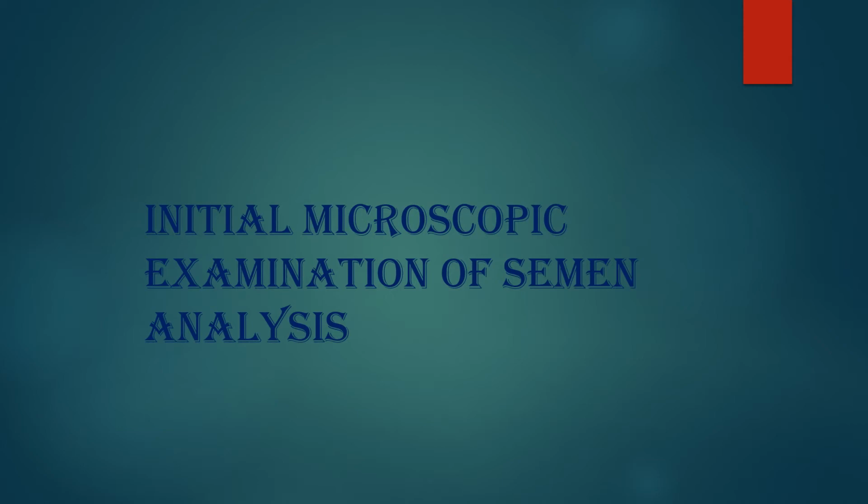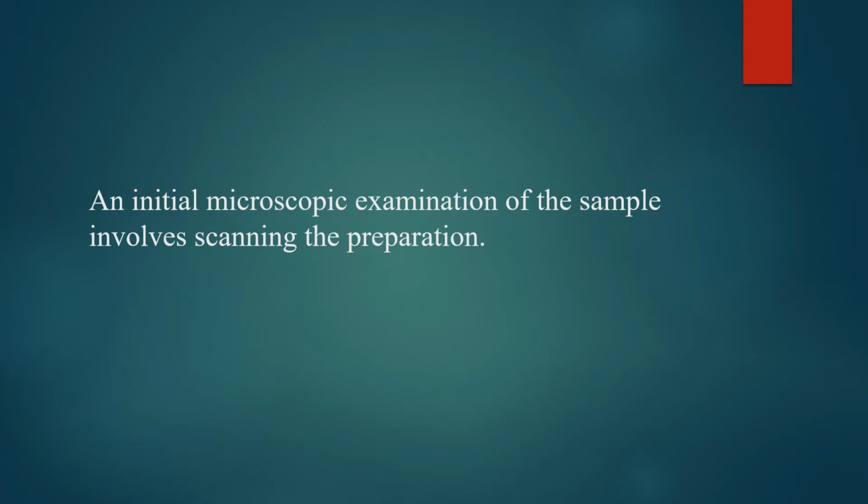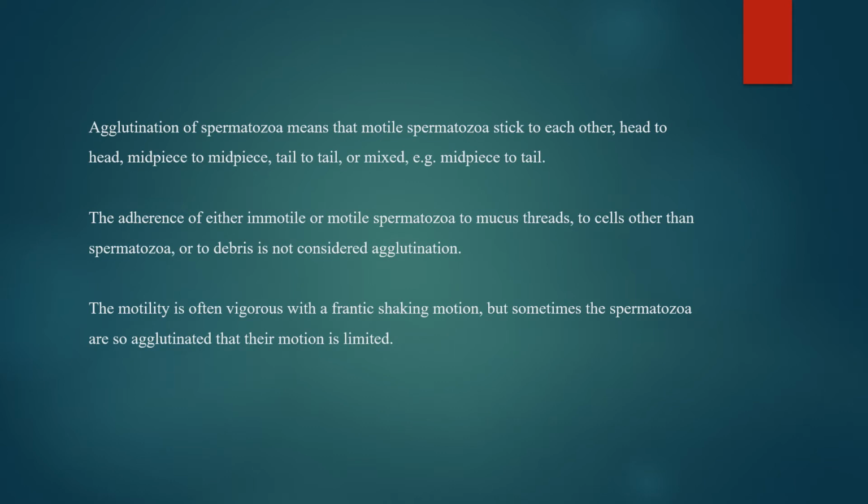Initial microscopic examination of semen analysis. An initial microscopic examination of the sample involves scanning the preparation. Agglutination of spermatozoa means that motile spermatozoa stick to each other, that is, a few sperms stick together like head to head, midpiece to midpiece, tail to tail, or mixed.